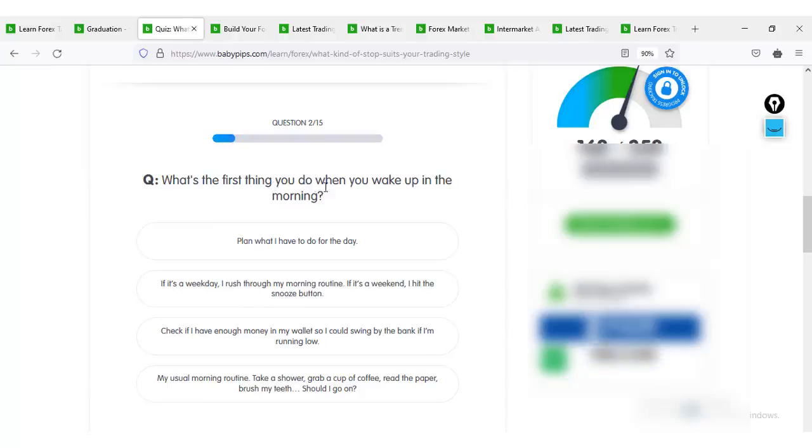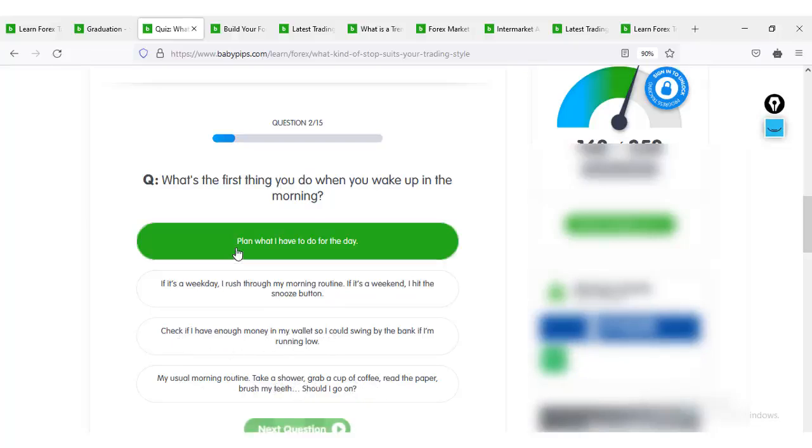What's the first thing you do when you wake up in the morning? Plan what I have for the day. If it's a weekday, I rush through my morning routine. If it's a weekend, I hit the snooze button. Check if I have enough money in my wallet. My usual morning routine: take a shower, grab a cup of coffee, read the paper, brush my teeth, and so on. Plan what I have to do for the day.